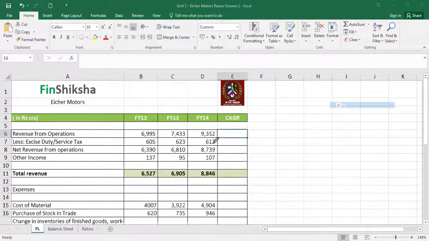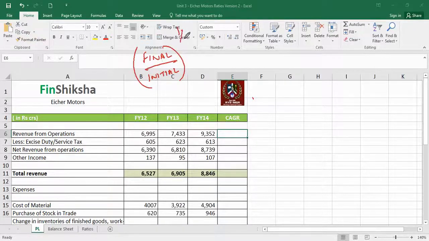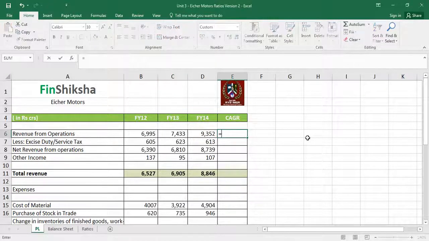CAGR. If you recall, the broad formula for CAGR was the final value divided by the initial value raised to the power 1 by n, where n is the number of years minus 1. How many years do we have? That's 1 and that's 2. So n in this case is 2. This is the final value, that's here. This is the initial value, that's here. We can calculate CAGR in this particular column here, right? So let's quickly do that and try and get the data.